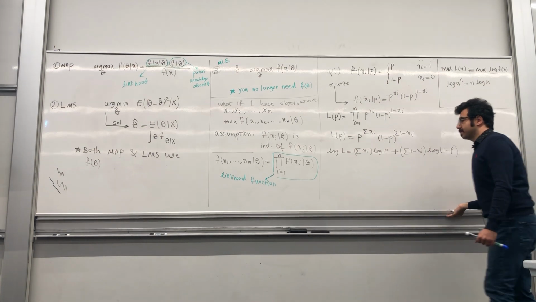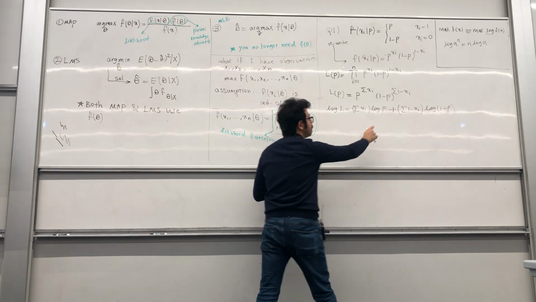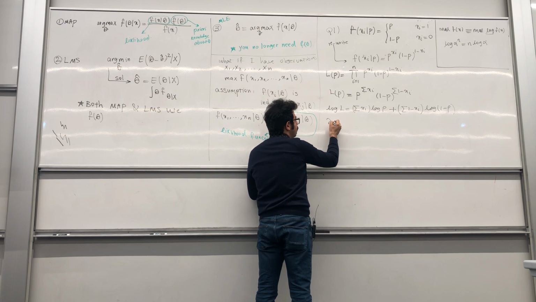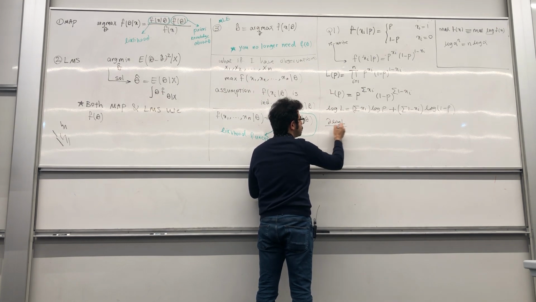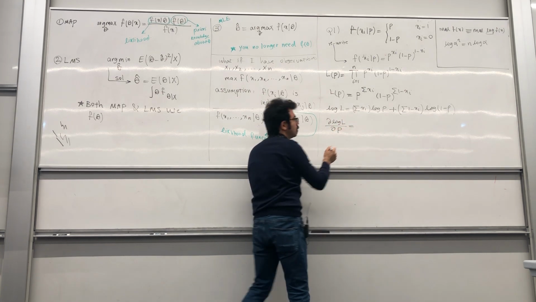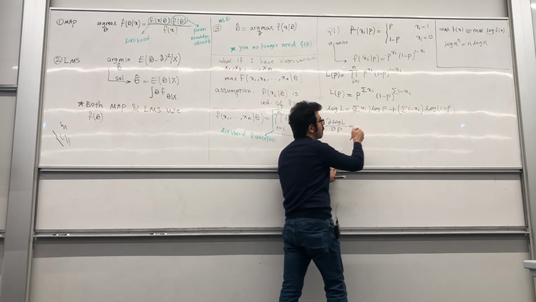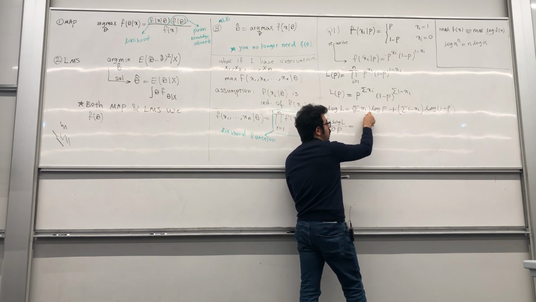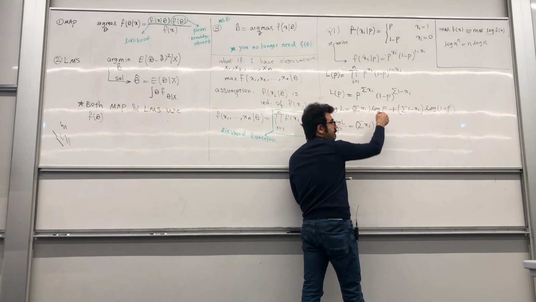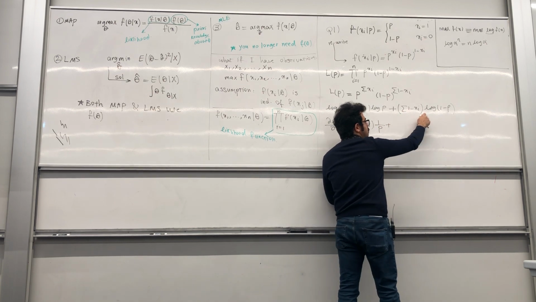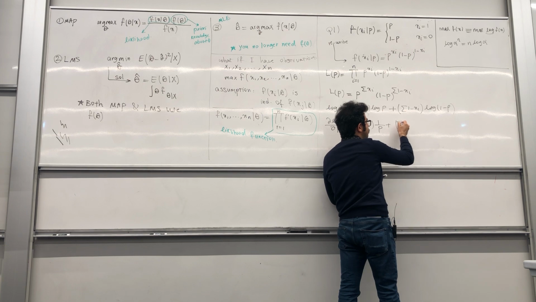Now, what is the next step? The next step is to find the best value for p. So the derivative of log of L with respect to p: I want to maximize it, so I find the derivative with respect to p and put it equal to 0. This term is a coefficient, constant with respect to p, so I just write it. Derivative of log of p is 1 over p. Plus, this term is constant, so I treat it as a coefficient.